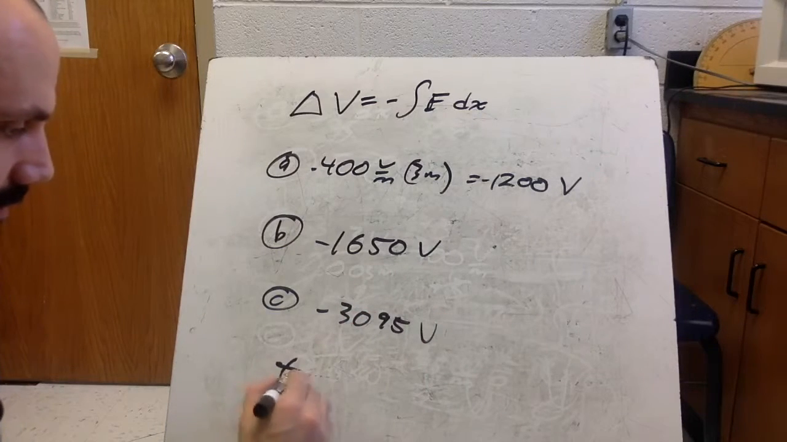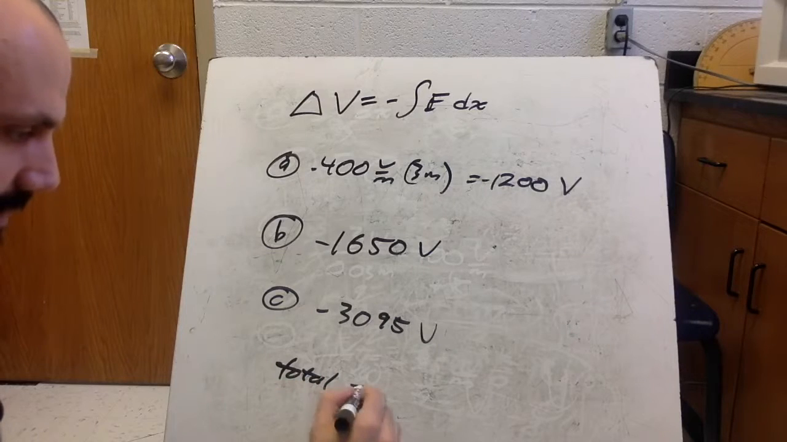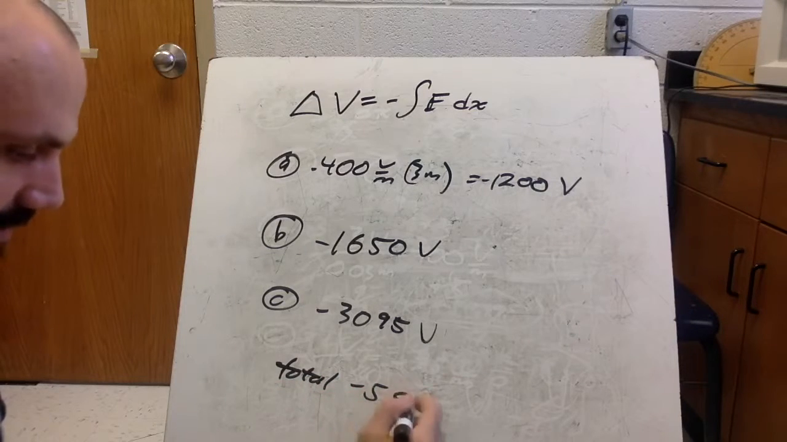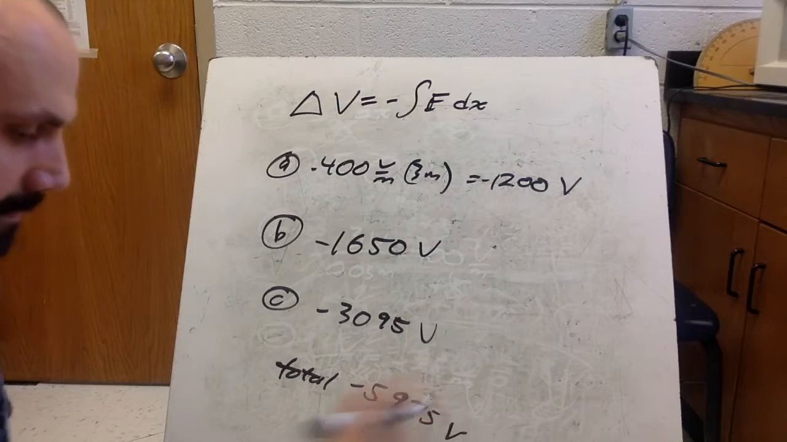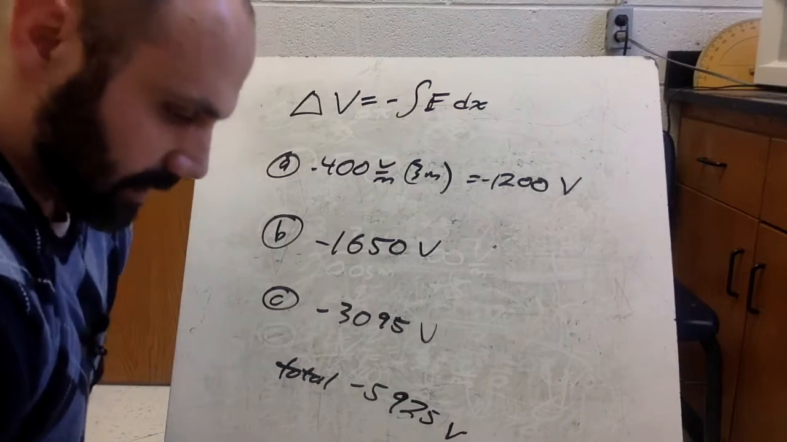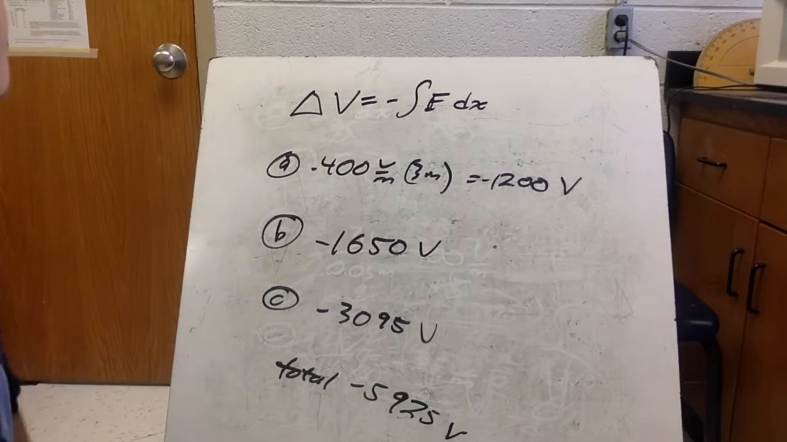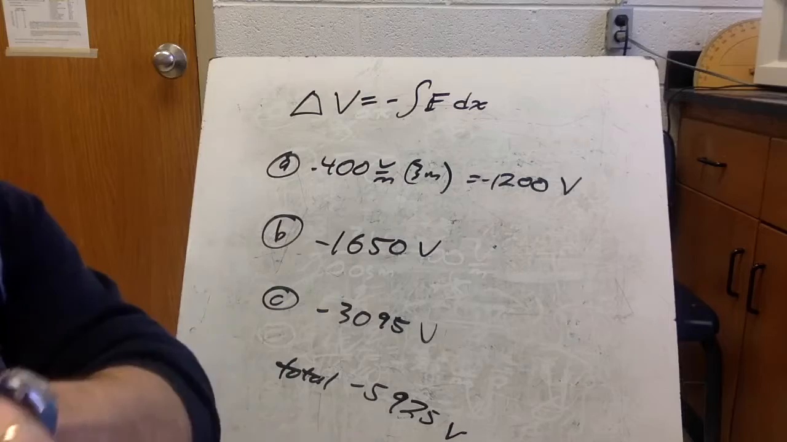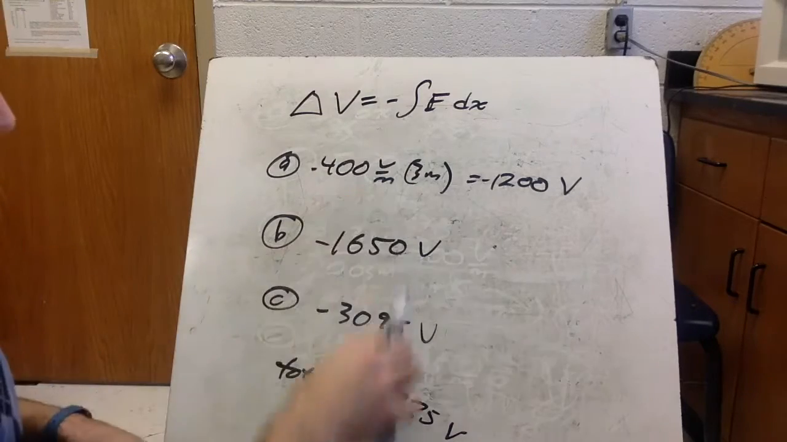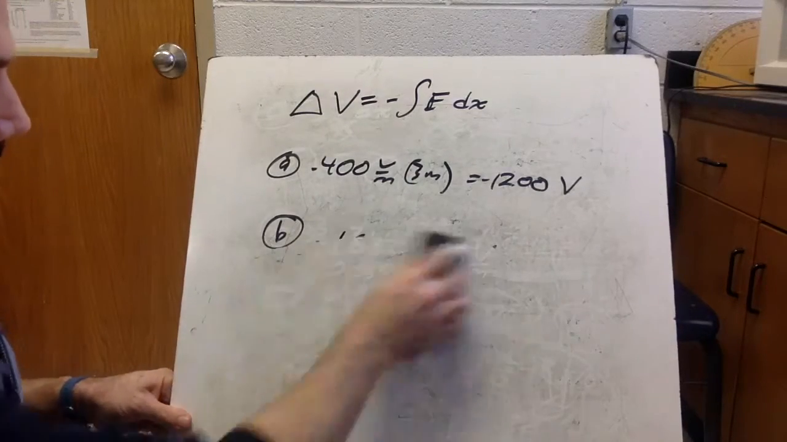So we get a total change of negative 5,925 volts. Right? And then the next part of this, in the next box, it says sketch V as a function of x. So what does that look like? Well, we're going to use these numbers to help us out. All right, so hang on to those.